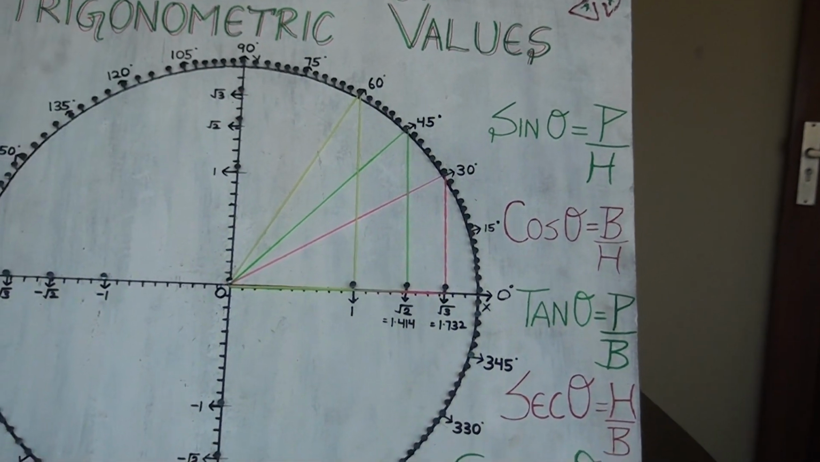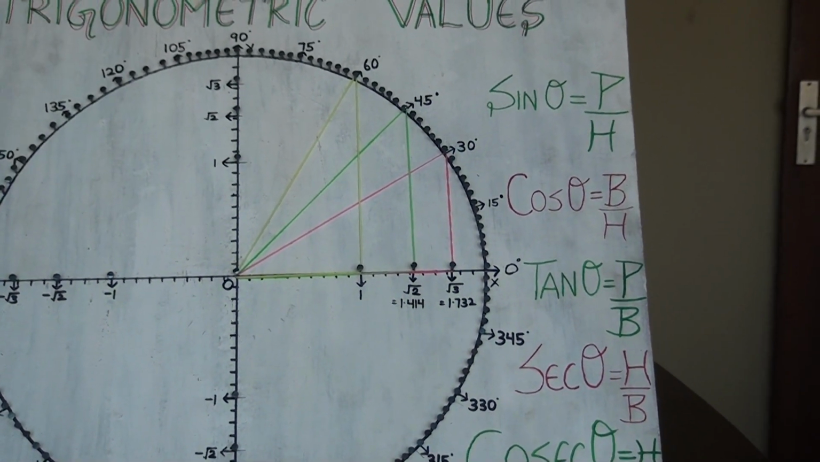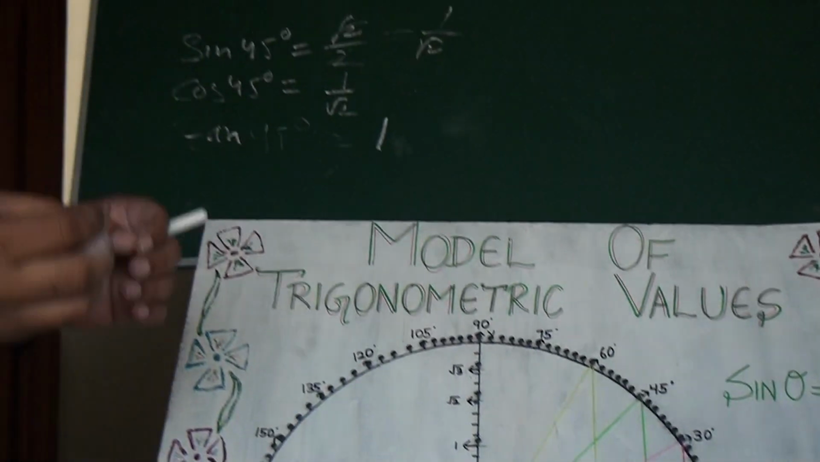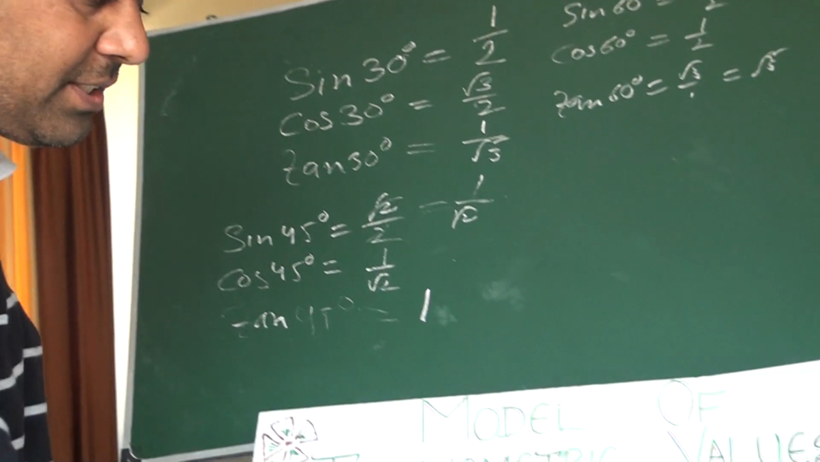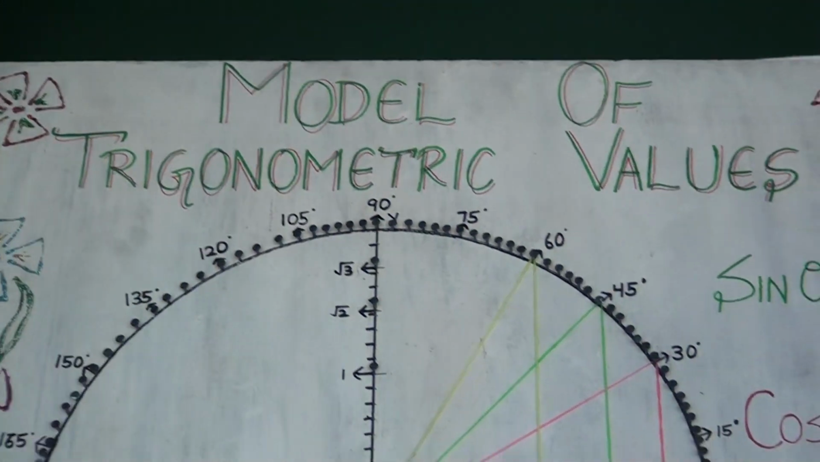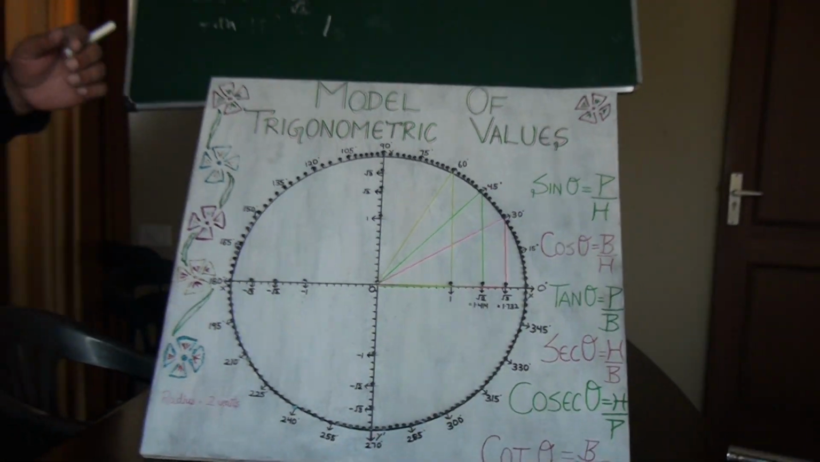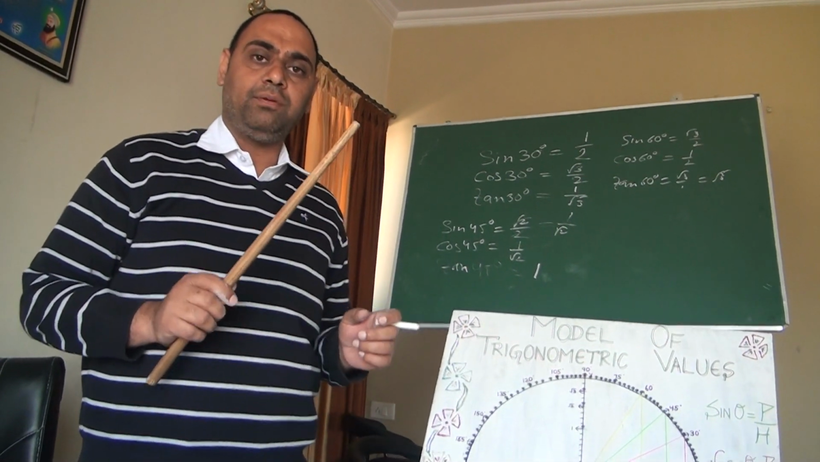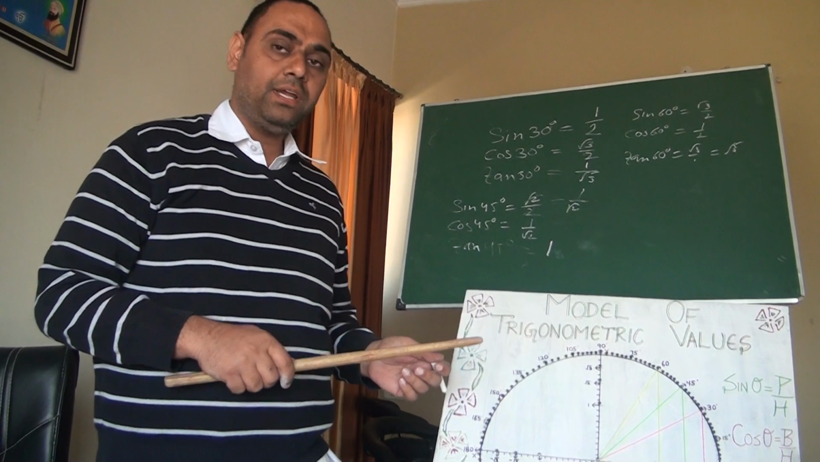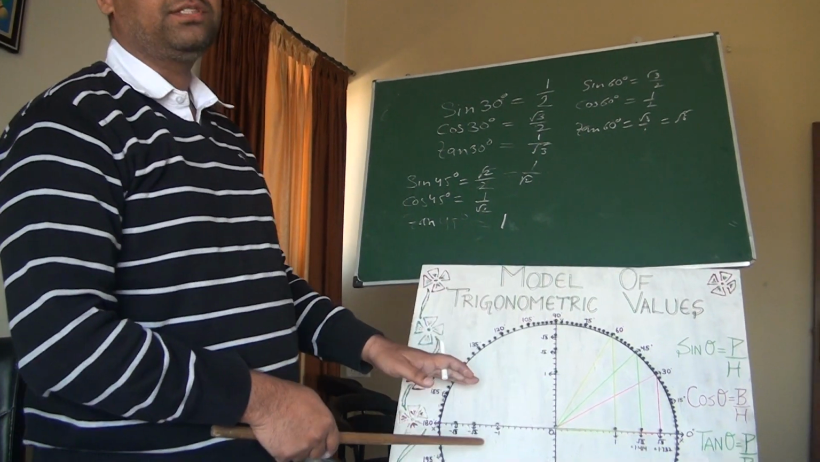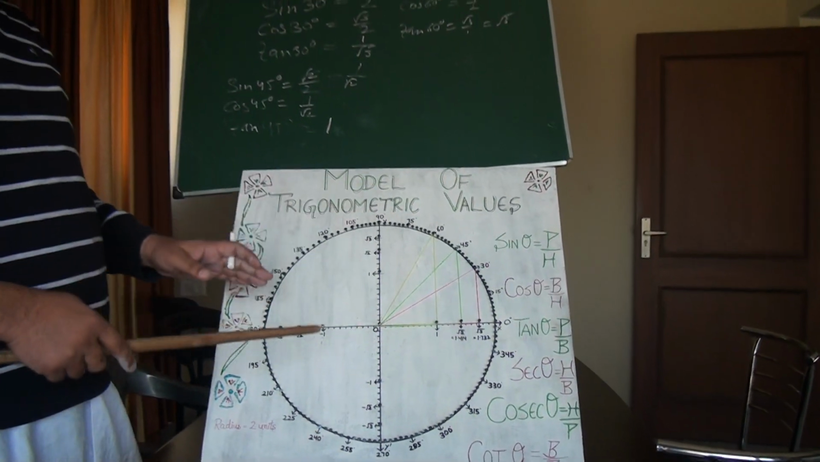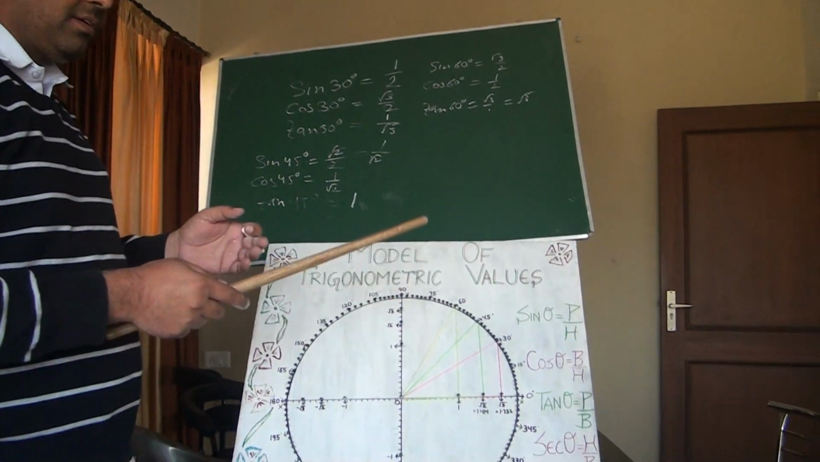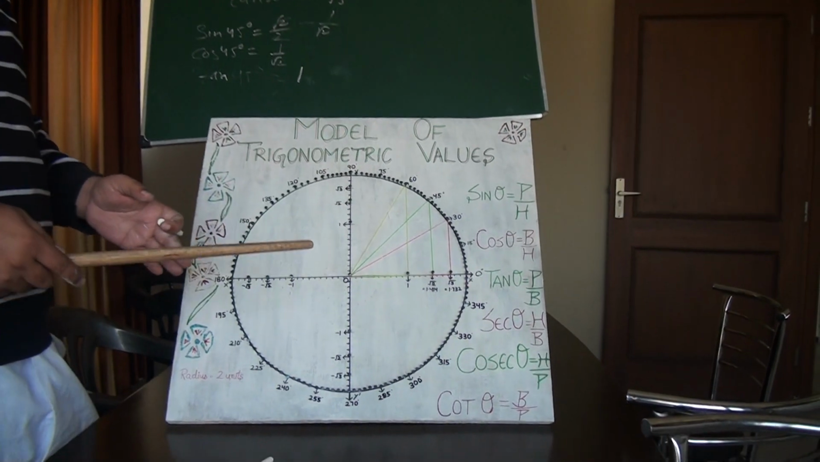Similarly, we can find any value of sine, cos, tan, secant, cosecant and cot up to 360 degrees with the help of this model. So there is no need to remember any value of trigonometry. With the help of this model, we can easily find the value of sine, cos, tan, secant, cosecant and cot.